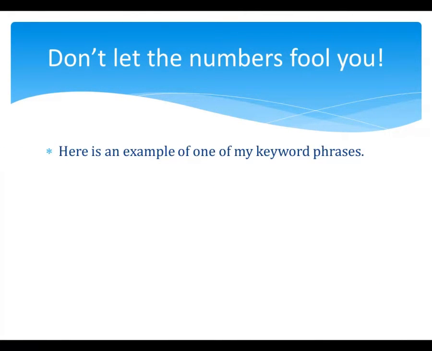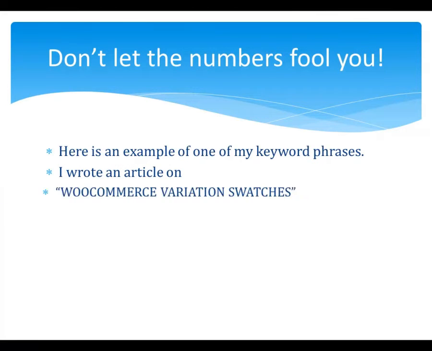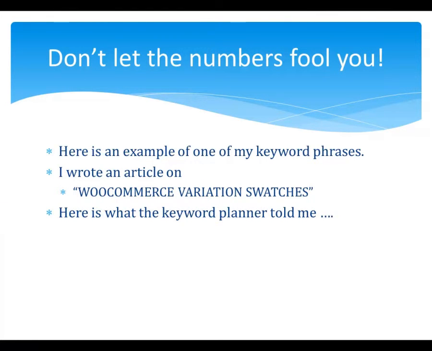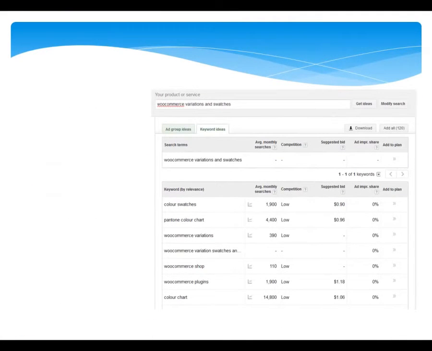Here's an example of one of my keyword phrases. I wrote an article on WooCommerce variation swatches. Here's what the keyword planner told me. Notice it says no searches. No searches at all. So right away, it could be like, I'm not going to write about that. There's no searches.